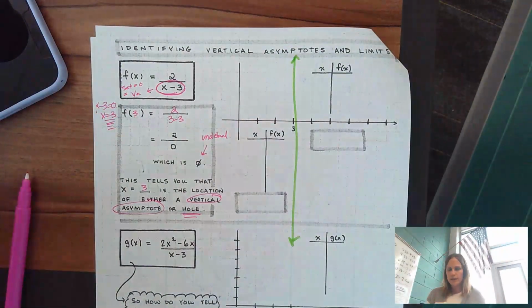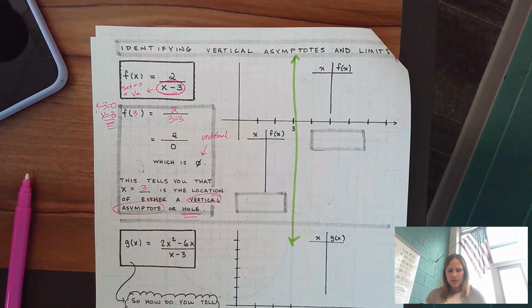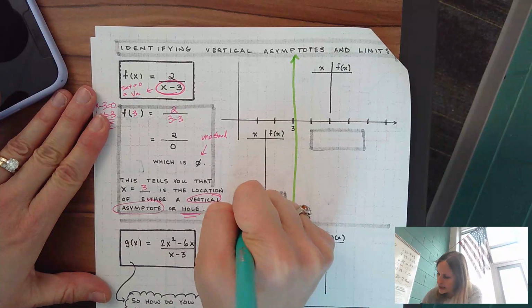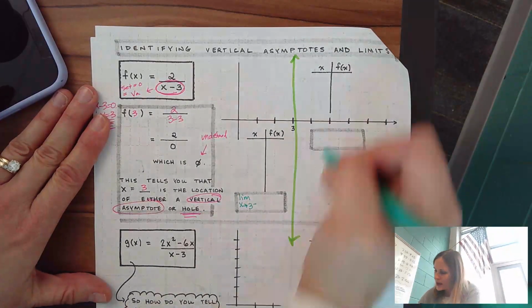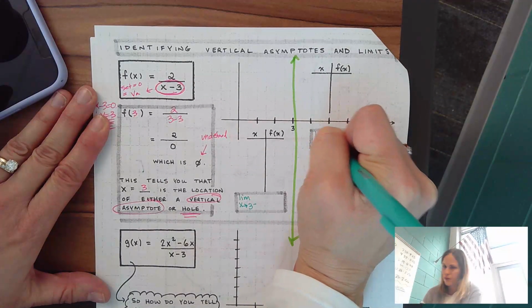So that's what that looks like, that vertical line. And so what I want us to do now is talk about my limits. So the limit as x approaches my vertical asymptote of 3 from the left, and then the limit as x approaches my vertical asymptote of 3 from the right.